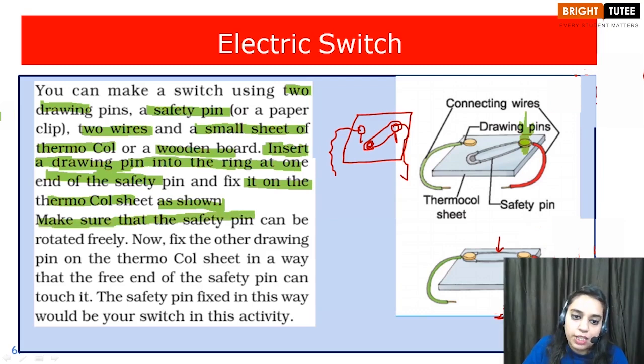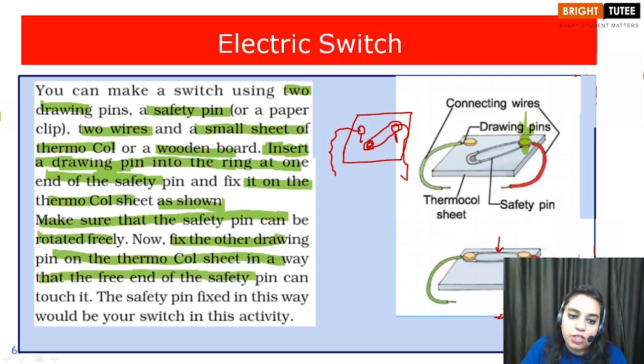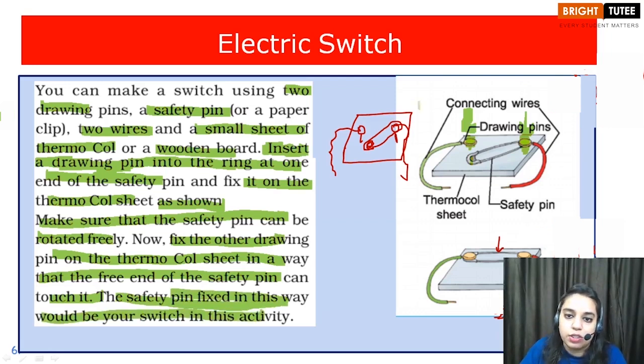Now make sure that the safety pin can rotate freely, and now fix the other drawing pin on the thermocol sheet in a way that the free end of the safety pin can touch it. Right, we have to make sure that this safety pin can reach over this drawing pin number 2 easily. So children, the safety pin fixed in this way would be your switch in this activity.